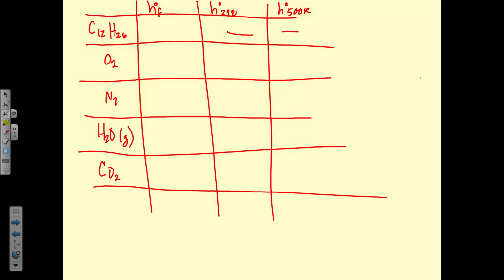Okay, so we go to A26 to look up all of the enthalpy of formation values. So for diesel, it's negative 291,010, oxygen is 0, nitrogen is 0, vapor water is negative 241,820, and carbon dioxide is negative 393,520. This is all in kilojoules per kilomole.